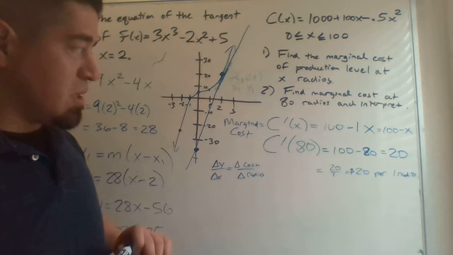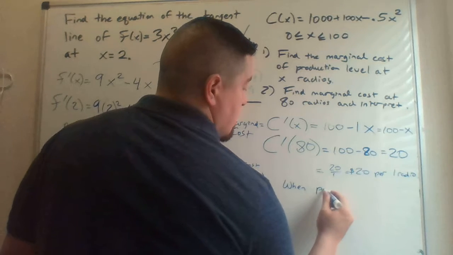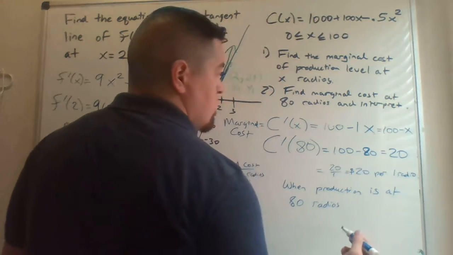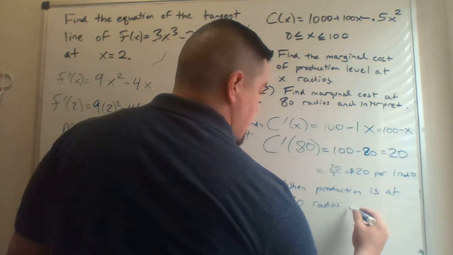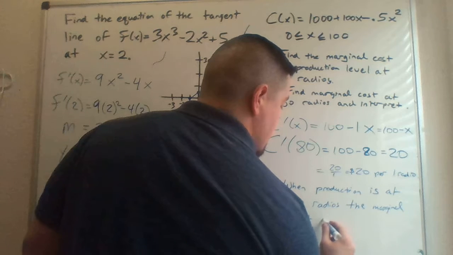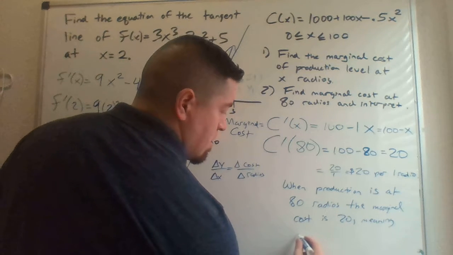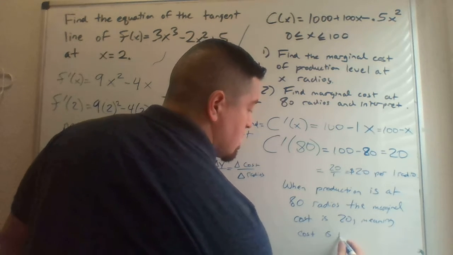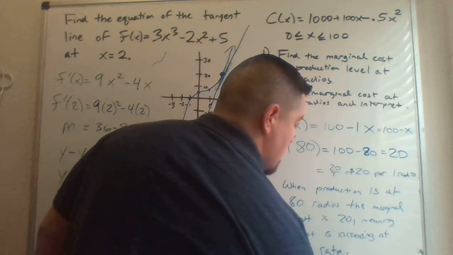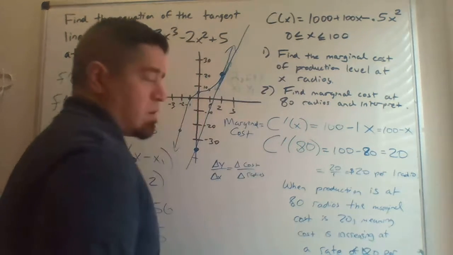Okay, so that's kind of the interpretation of that, and maybe in a sentence: when production is at 80 radios, the marginal cost is 20, meaning cost is increasing at a rate of $20 per radio. Okay, and that'll do it.